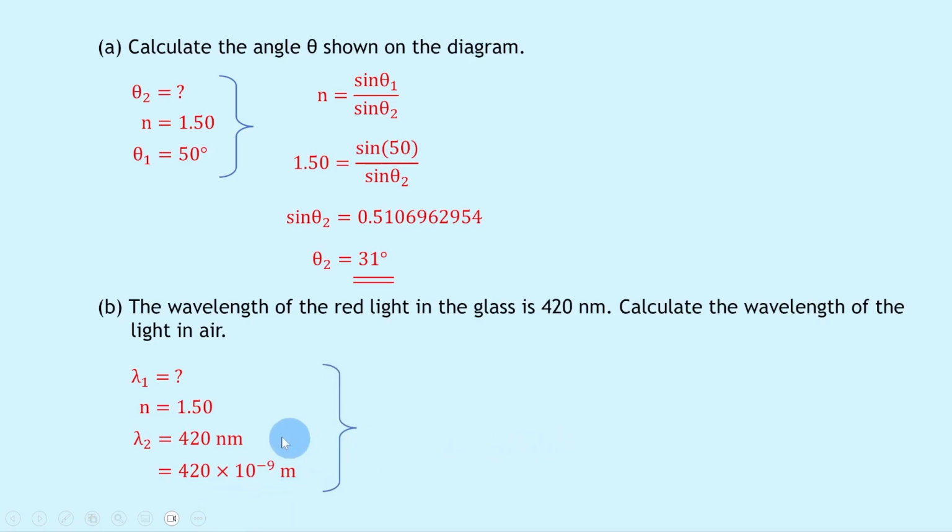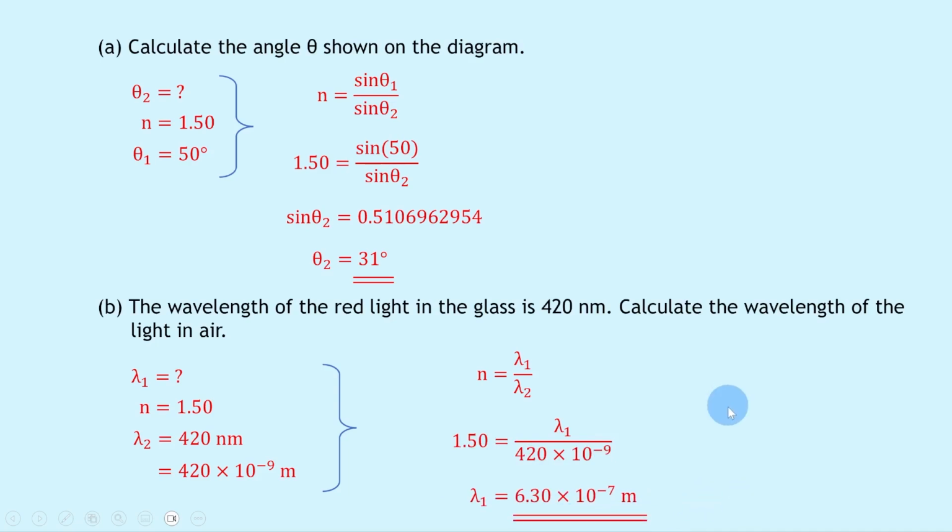Writing down our equation relating n, lambda 1 and lambda 2, we have n equals lambda 1 over lambda 2. Substituting in the numbers gives 1.50 equals lambda 1 over 420 times 10 to the minus 9. And to get lambda 1 on its own, we need to multiply both sides by 420 times 10 to the minus 9. So doing 1.50 times that in your calculator should give you a value for lambda 1 of 6.30 times 10 to the minus 7 meters. Or that's the same as 630 nanometers.